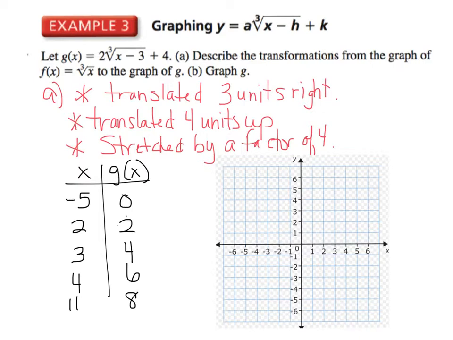If we graph these points, obviously on your graph paper, you'd make this work. It looks something like that. And once again, your domain and range would both be all real numbers.